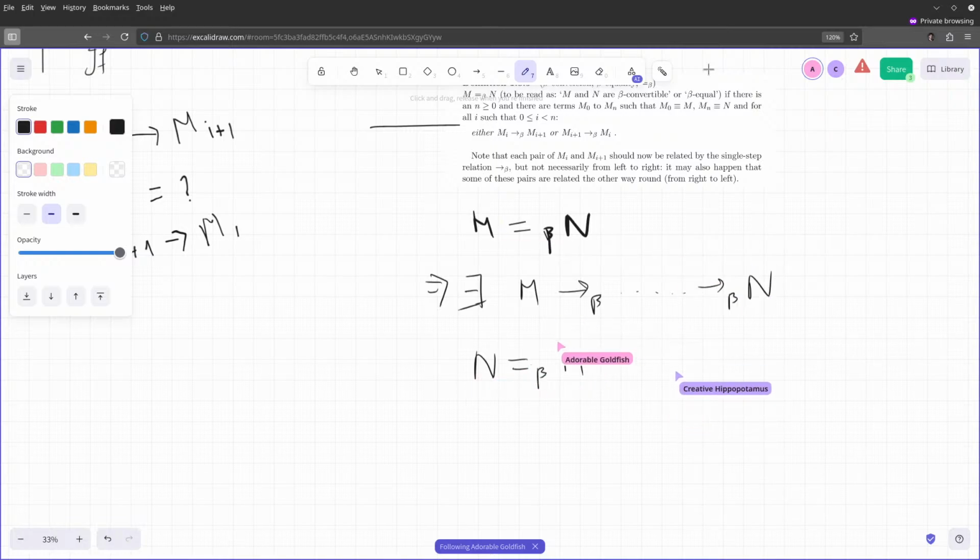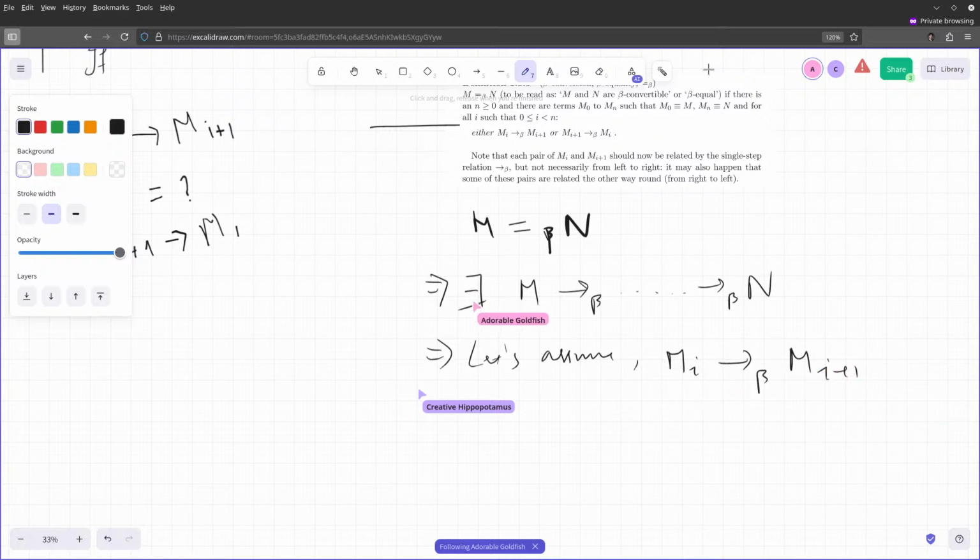You see? So we already know. Okay, I think I will have to write this out because it doesn't make sense. Let me do this more explicitly. So this is what we know. And we can say that there are these Mi's. Let's assume Mi is beta reduced to Mi plus 1. So let's assume this is the direction, left to right. So now we have this chain that goes in this direction until we reach Mn.